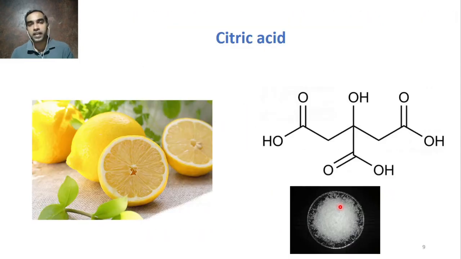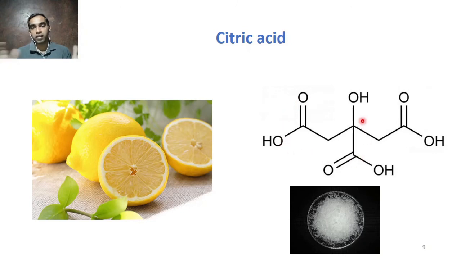Then comes citric acid. I think citric acid is very much familiar for all of you, and it has gained special significance during this COVID pandemic time because of its immunity boosting property. Correct? It boosts our immunity. Citric acid is mainly found in lemon and orange kind of fruits, and the structure is this one.